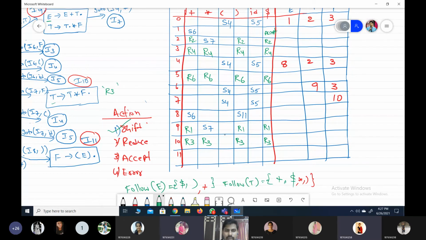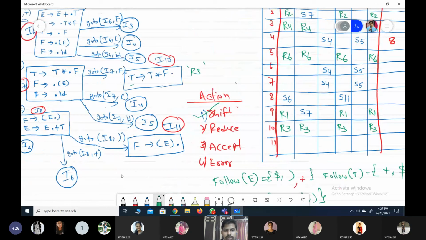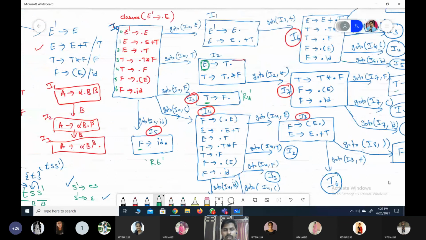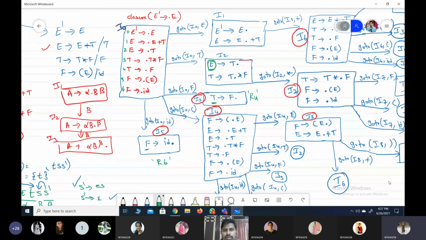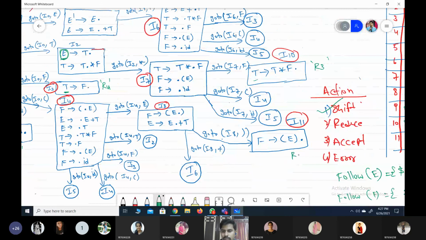And next one, 11th. I10 is over. Next, project that I11. Is any production's dot end reached in the I11 state? Yes, sir. What is the production number? F tends to open parenthesis, E, close parenthesis. Once again, project that item set I0 state. F tends to open parenthesis, E, close parenthesis, that is production number five. So that means we have to add R5.